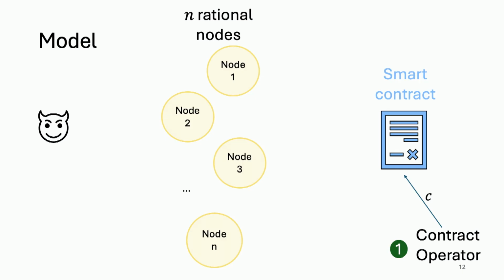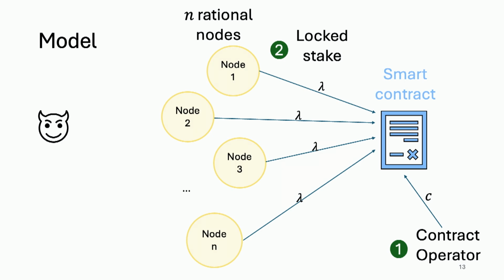Okay, so first we have our smart contract, and our contract operator, the person who wrote the contract, funds the smart contract with C tokens, and those tokens will be used as a reward to the oracle nodes for good behavior, for participating in the protocol. Now, in our oracle, we have n nodes, and we assume they all are rational, meaning that they aim to maximize their utility. Or in our case, they aim to maximize the amount of tokens they have.